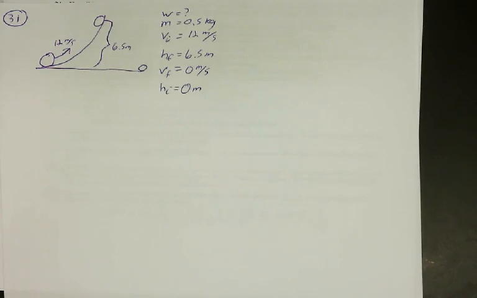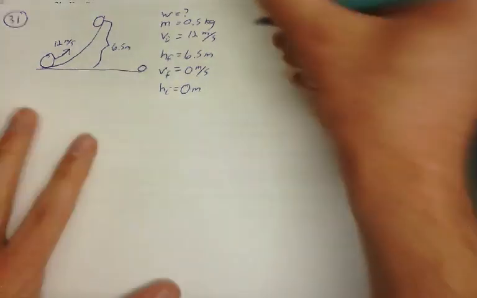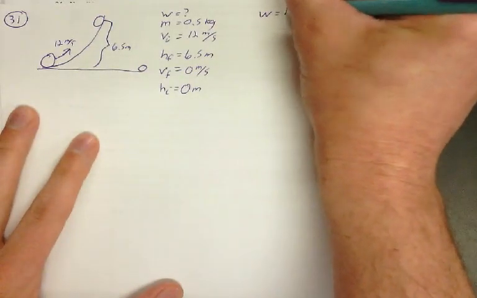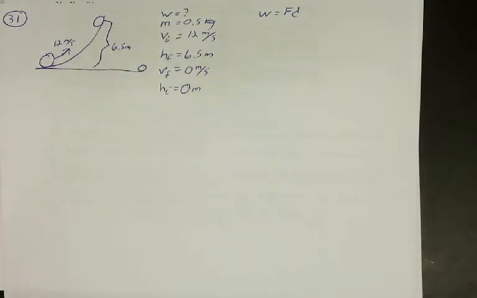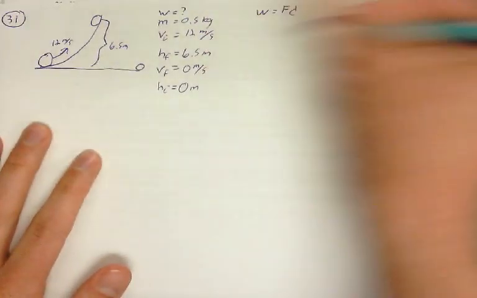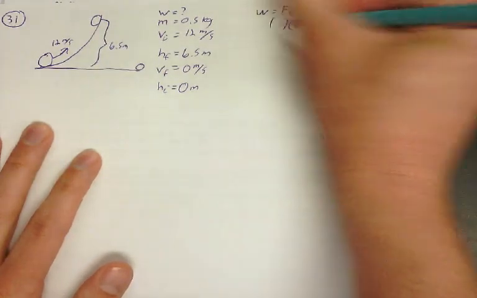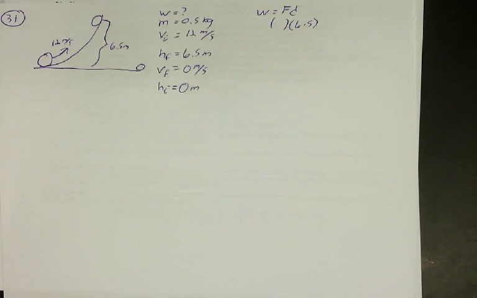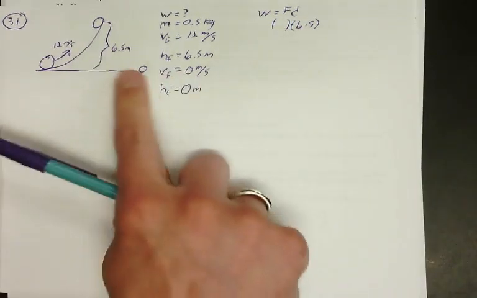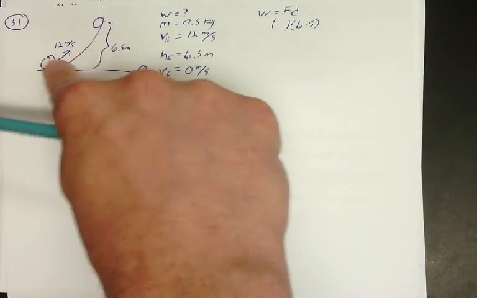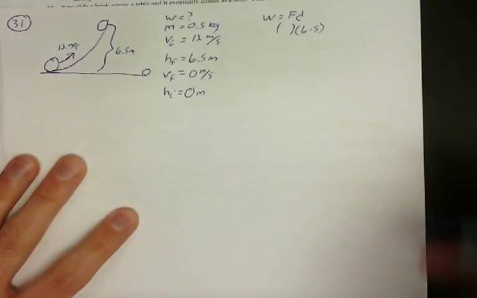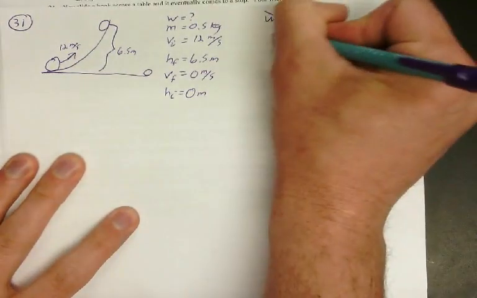Okay, so we need to figure out what equation to use. Most people are looking at this and saying work done by friction. Work equals force times the distance. The distance would be 6.5 meters. But what would the force be? Well, it doesn't really give me the force. And on top of that, the 6.5 meters isn't really right. That's straight up. That's not the distance that it goes up on the curve. So this equation, W equals FD, is not going to work here.